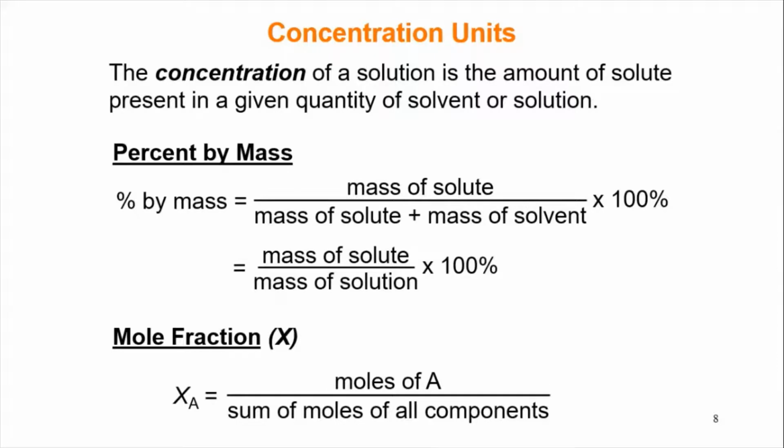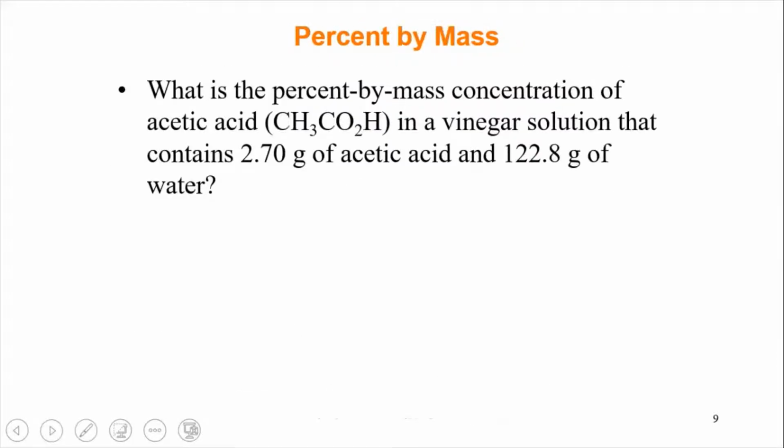All right. If I can get my PowerPoint to move. Oh, here we go. So what is the percent by mass concentration of acetic acid? There's the formula for it. In a vinegar solution that contains 2.70 grams of acetic acid and 122.8 grams of water. Hopefully you get the idea here that vinegar essentially is a solution of acetic acid in water.